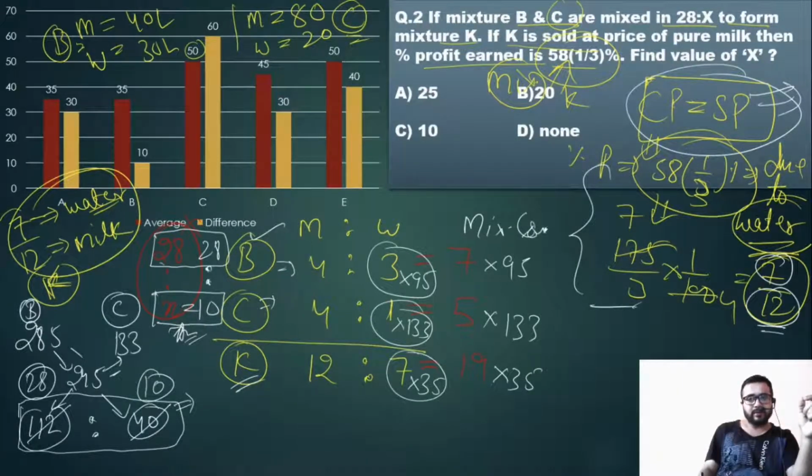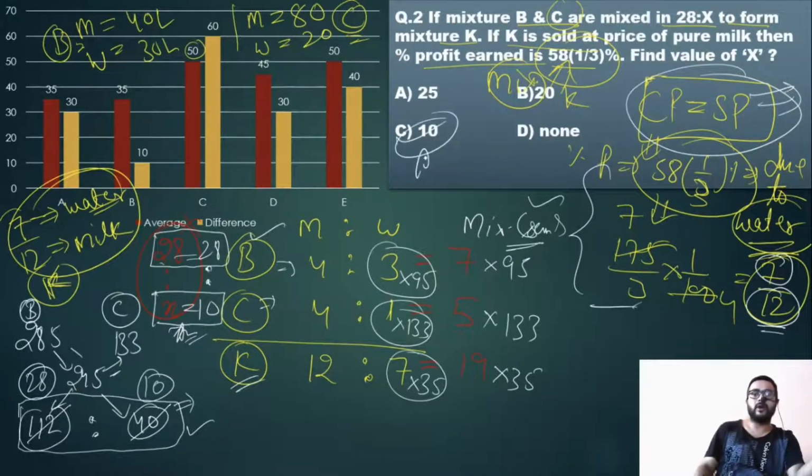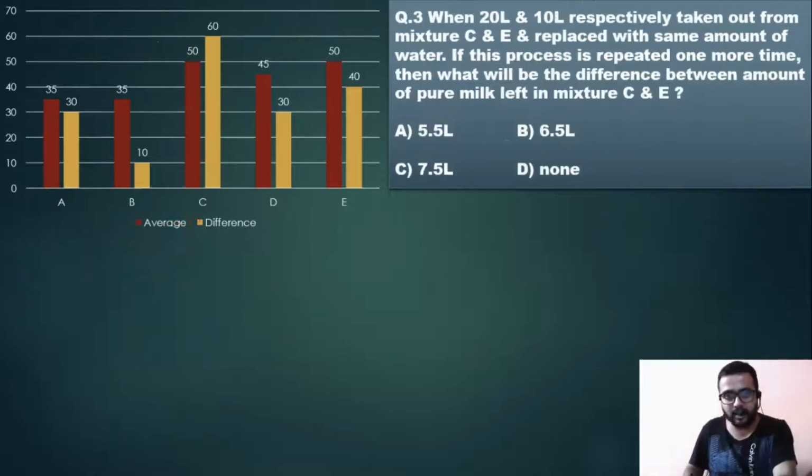Okay, so first step, I have told you to make the mixture same, and we just applied the alligation and we got the ratio. What was the ratio? 28 to 10. Now 28 equals this 28, so x should be equal to 10, and this should be the answer of this question. So I have already told you this is very good DI. If you don't know the mixture and alligation concept, you won't be able to do this one. Okay, now move to the next one.